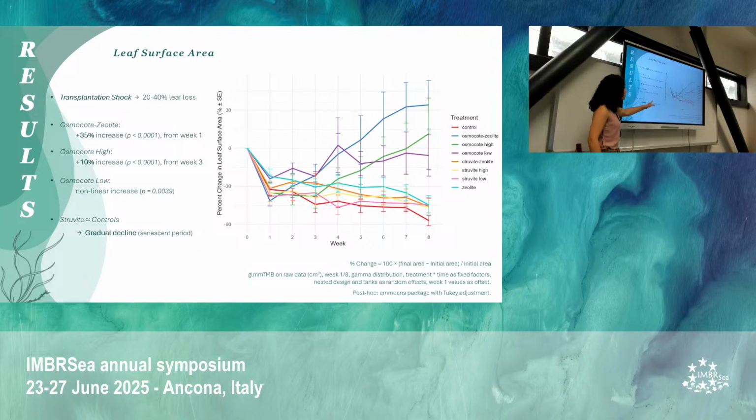Yeah. When I was measuring the first week, I was seeing all leaves coming off, and I was a bit concerned because I thought they were all going to die. But they didn't, they stayed healthy. It was really just, we think, transplantation shock. They're really sensitive to changes in factors and environments.